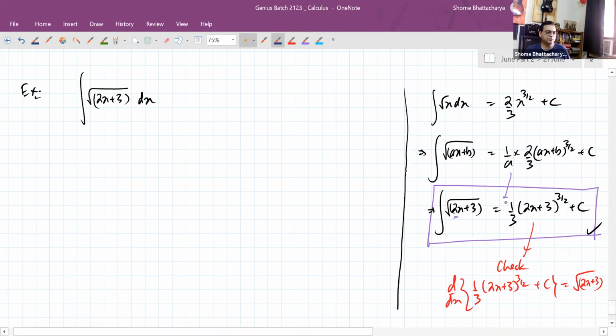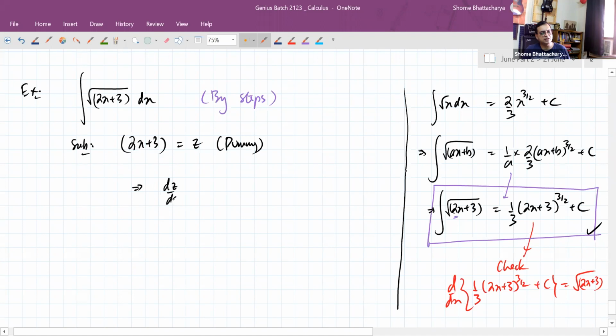So anyway, I'm doing this step by step also. So this is the direct formula method. Now let's do this step by step. The first step is we will substitute 2x plus 3 as z. This is like a dummy variable for us. Now we can see that dz by dx is 2, so dx can be substituted as dz divided by 2. This is the other thing we will substitute in the integral.